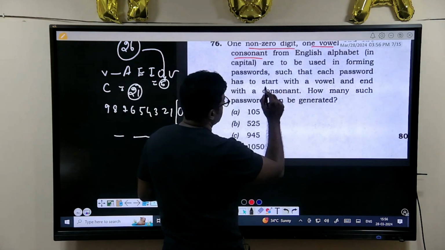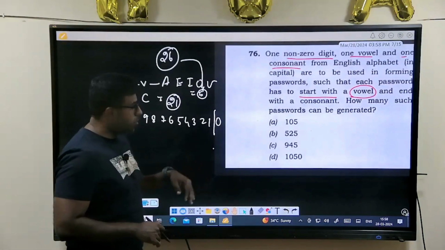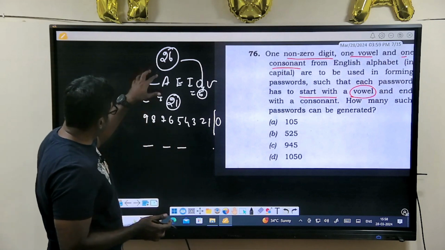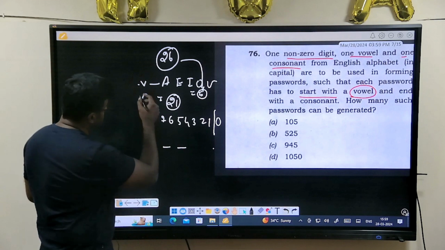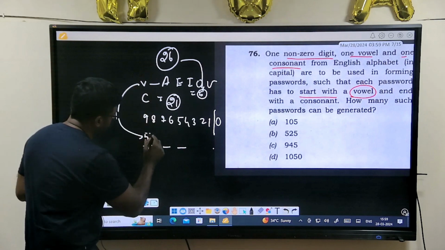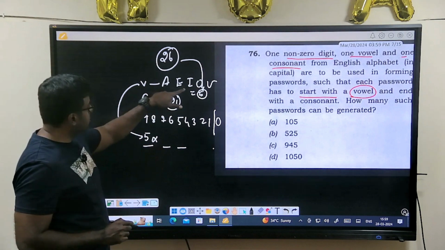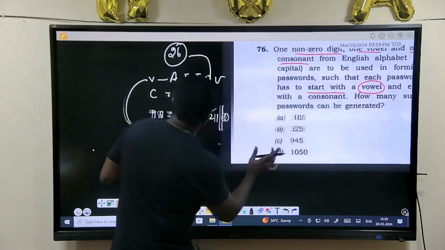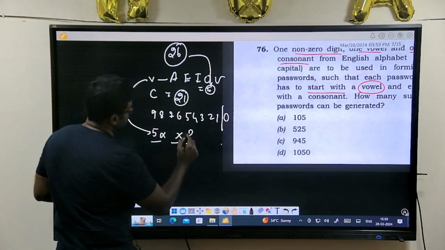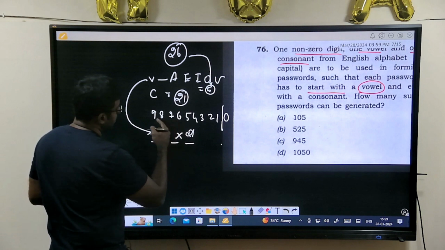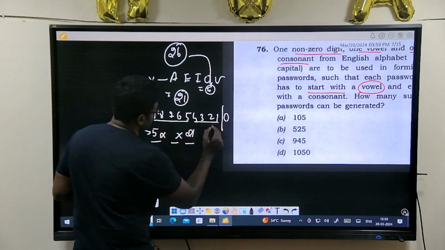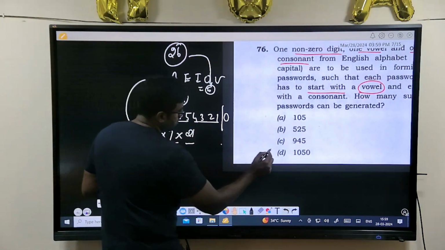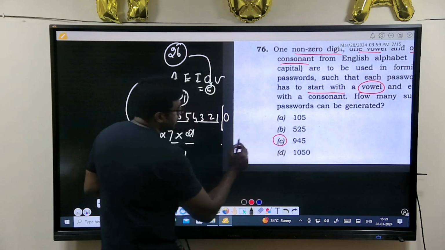Now come again to this fact: 3 letters are there. The first letter has to be chosen from one of the 5 vowels. Next, the end should be one of the 21 consonants, and the number is one of 9 numbers. So this is the answer: 45 into 21. This is the basic of this.